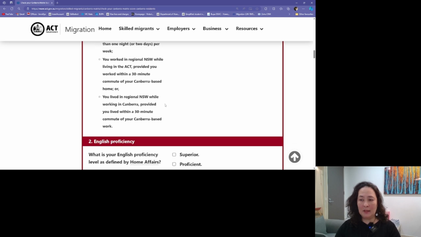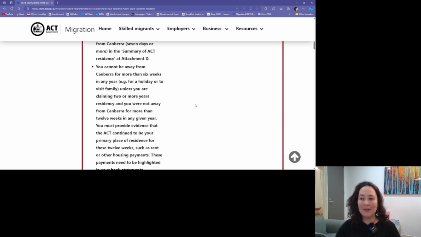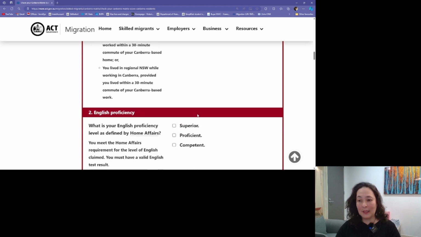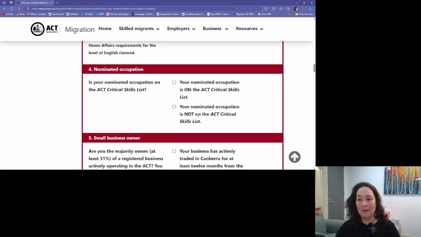And here they are actually put in detail what kind of evidence that you need to provide that you've been living in Canberra. There's one thing that is quite interesting about living in Canberra. Canberra, the territory of the ACT, is actually really small. So if you live in a 30 minutes radius, even if it's New South Wales, it's still considered as if you're living in Canberra. They're going to ask about your language proficiency, your partner qualifications.